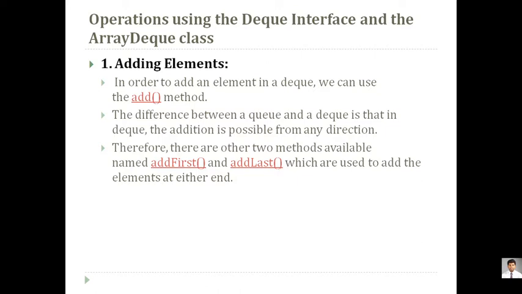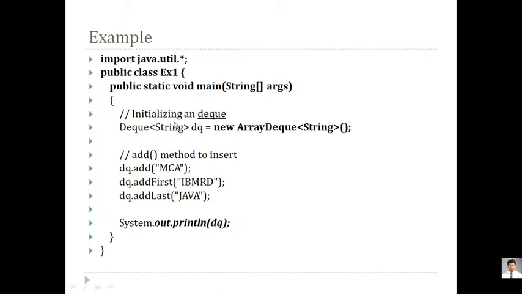So if you want to add something at the start of a queue, you have to use addFirst. And if you want to add any element at the last of the queue, you have to specify the function called addLast. So addFirst and addLast are alternates in addition to this add function, and it will be adding elements into your queue. Now, a very simple example.